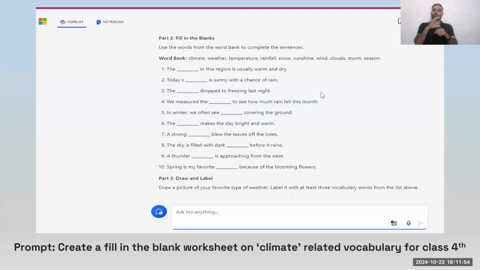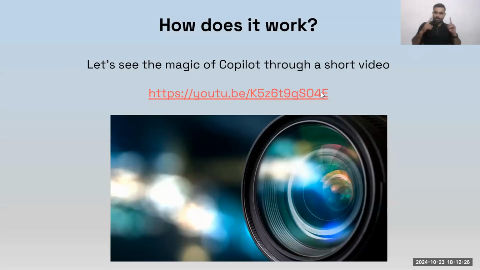In the next slide, there is another prompt that I created. Create a fill in the blank worksheet on climate related vocabulary for class 4th. And that's what Microsoft Copilot gave to me. Now, it's not necessary to use it the way it is, but you can always adapt it. You could always modify it depending upon the level of the learners and their needs. So it could be from simple to complex or whatever.